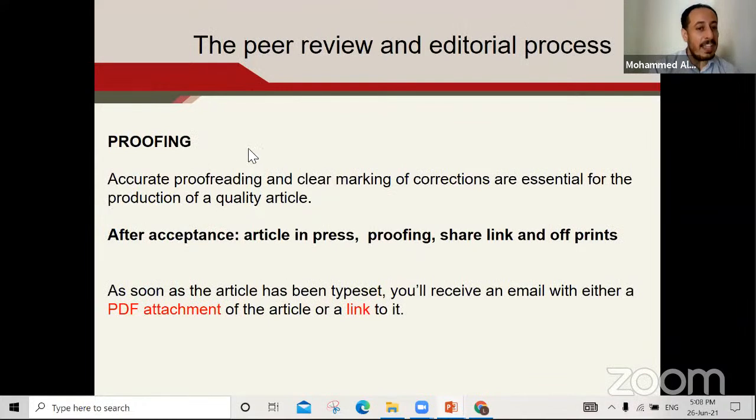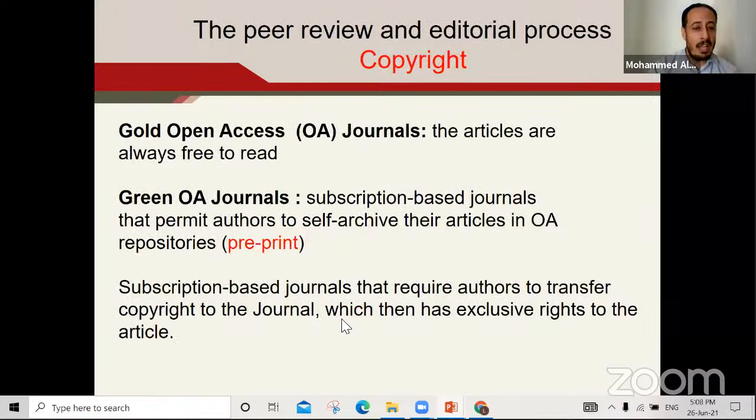Proving, if it's accepted, then they will send you at the end of the day a PDF file to just proofread if there is a final mistake in the names, or they will provide you with the link. I mentioned copyright. If you submit to open access, you'll get the copyright. If not, if it's subscription, you cannot post your article in ResearchGate or in your blog. You can post what we call a preprint.